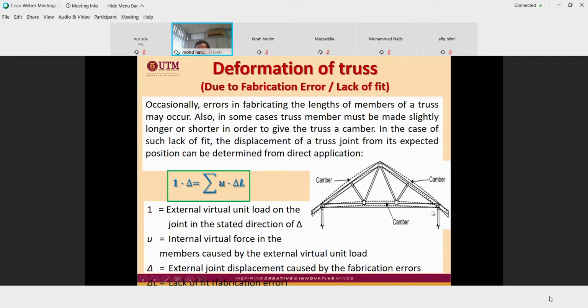When it deflects, then it will make the ceiling and other services broken. Therefore, before you install or before you fabricate, before you mount it on the support, we make it camber. So how to make it into this camber form? We have to adjust the length of each member.